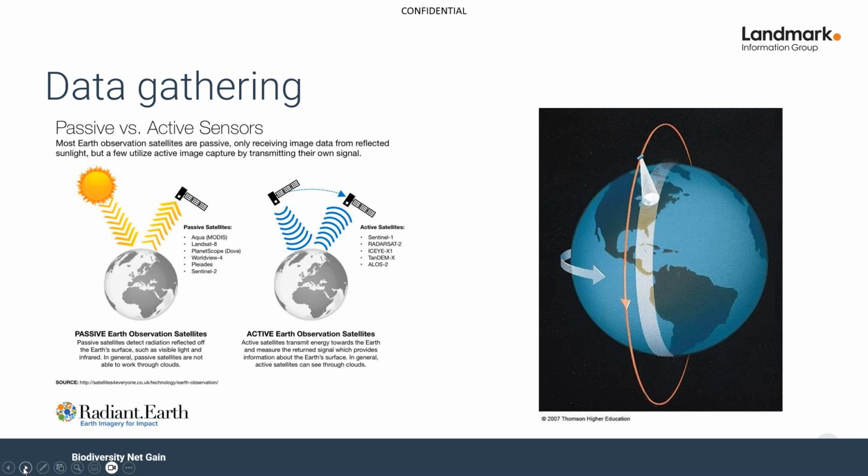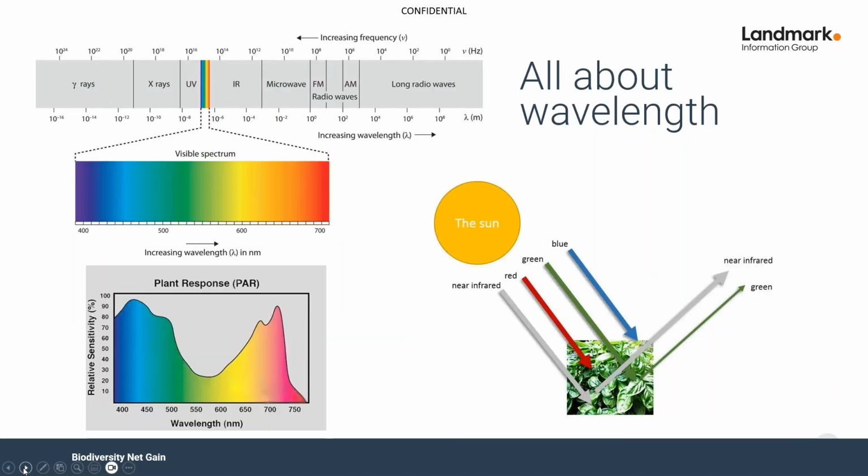How does that interact with vegetation? So can I have the next slide, please? So it's all about wavelength. The light that is emitted by the sun, we see only a small fraction of it, which is what we call the visible spectrum, as you can see at the top, but actually there's quite a wider range of wavelengths.